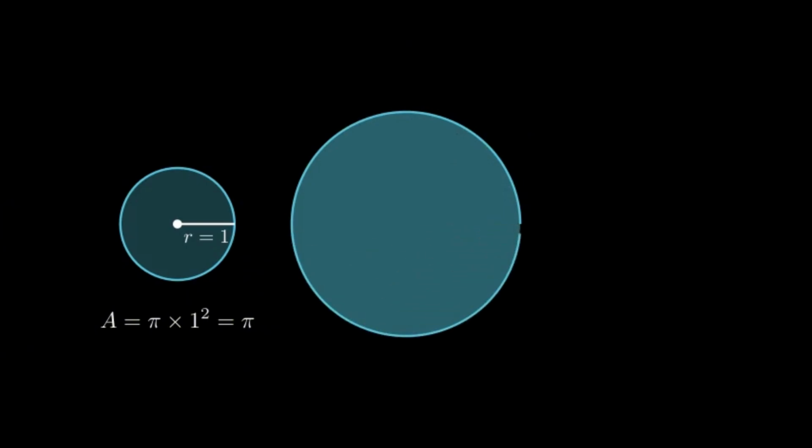Now, let's examine a circle with radius 2 units. Notice how much larger this circle appears compared to our first one. When we double the radius from 1 to 2, the area becomes pi times 2 squared, which equals 4 pi. That's 4 times the area of our original circle. This is our first hint at the quadratic relationship between radius and area. Doubling the radius quadruples the area.